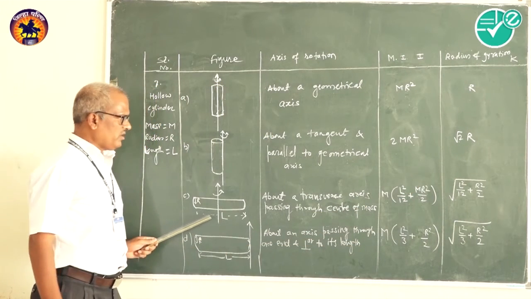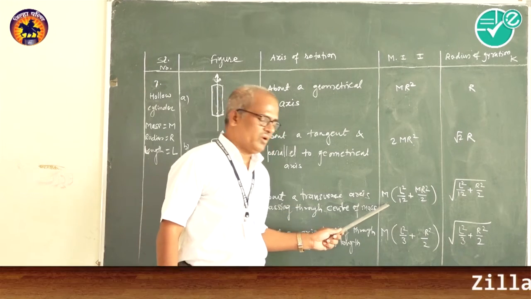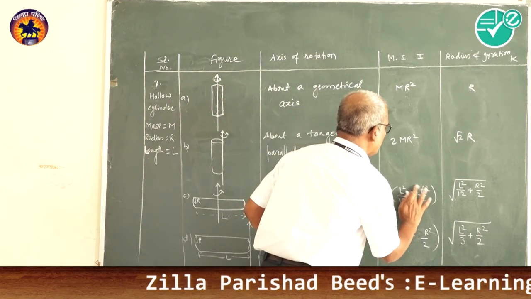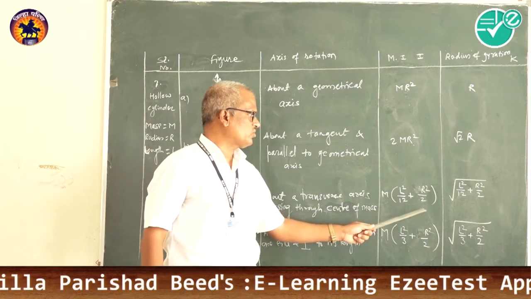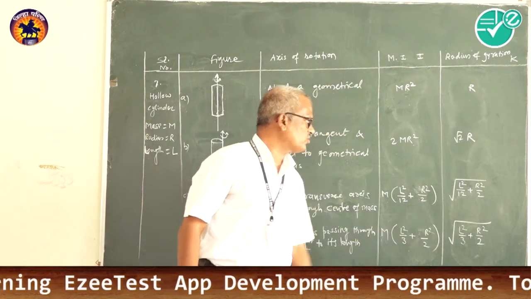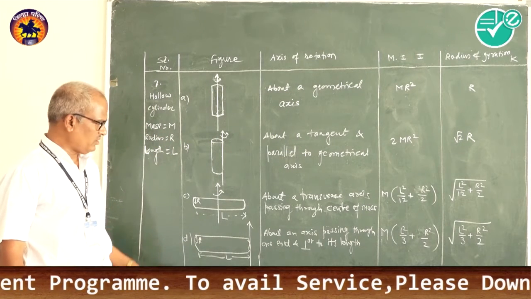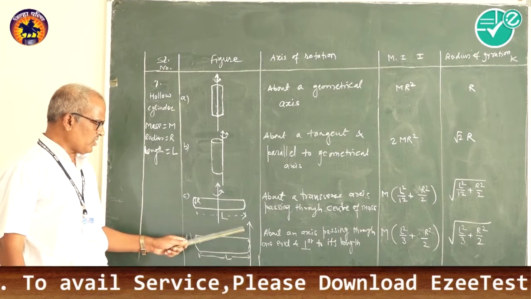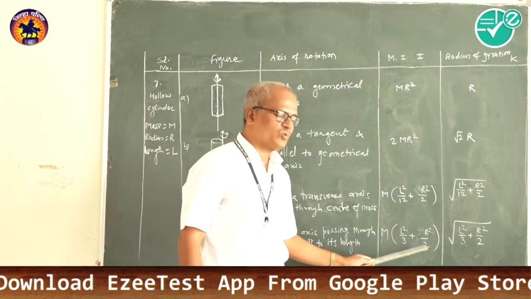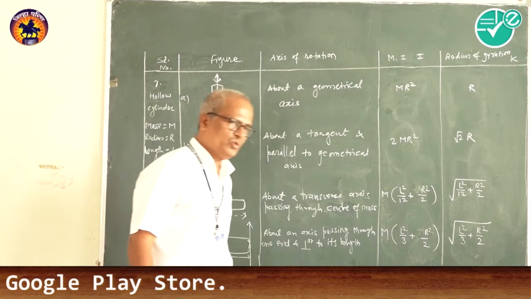Now about a transverse axis passing through the center perpendicular to its length, the moment of inertia is m into bracket l square by 12 plus r square by 2. If we take the square root, it is square root of l square by 12 plus r square by 2. Now the moment of inertia about an axis passing through one end and perpendicular to its length is given by m into bracket l square by 3 plus r square by 2. Take the square root, square root of l square by 3 plus r square by 2.